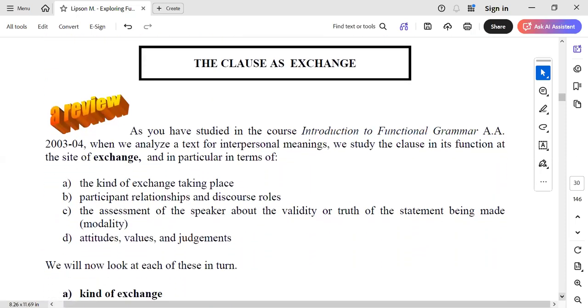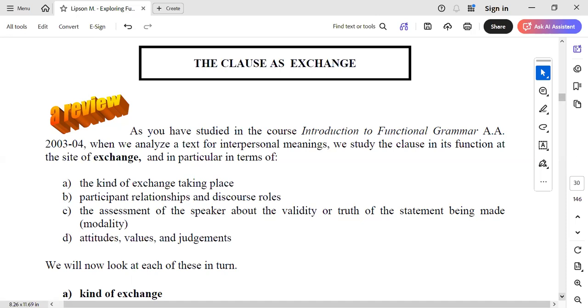The clause as exchange. As you have studied in the course Introduction to Functional Grammar, when we analyze a text for interpersonal meanings, we study the clause in its function as exchange, and in particular in terms of the kind of exchange taking place, participants' relationship, discourse roles, the assessment of the speakers about the validity or truth of the statement being made, that is modality, attitudes, values, and judgment.